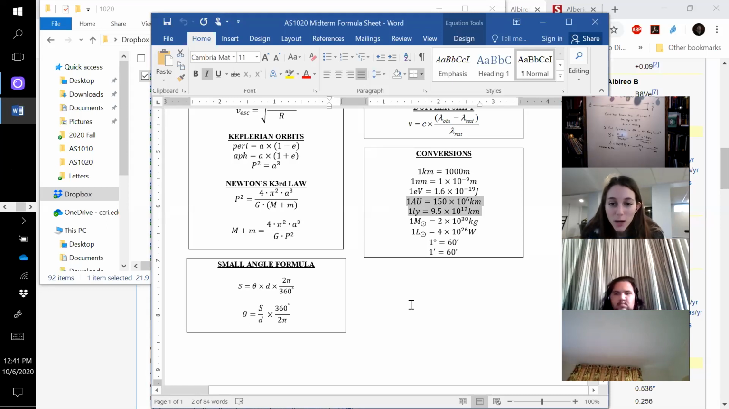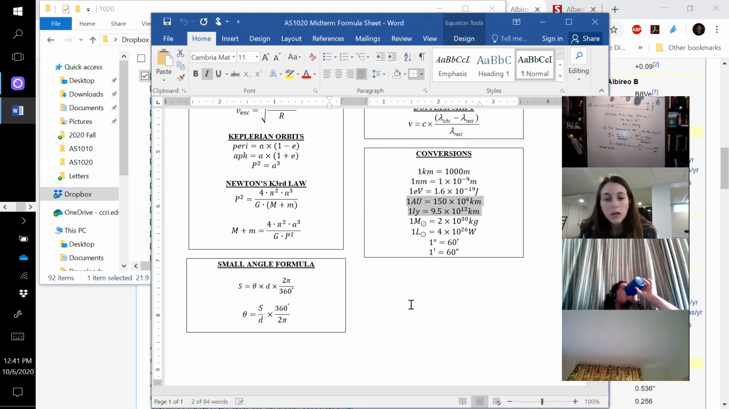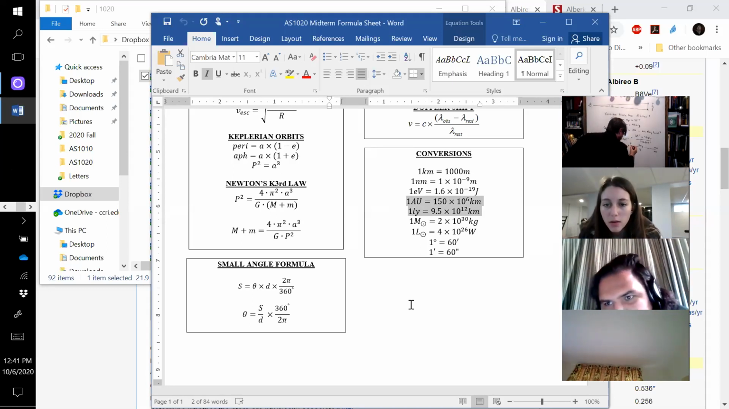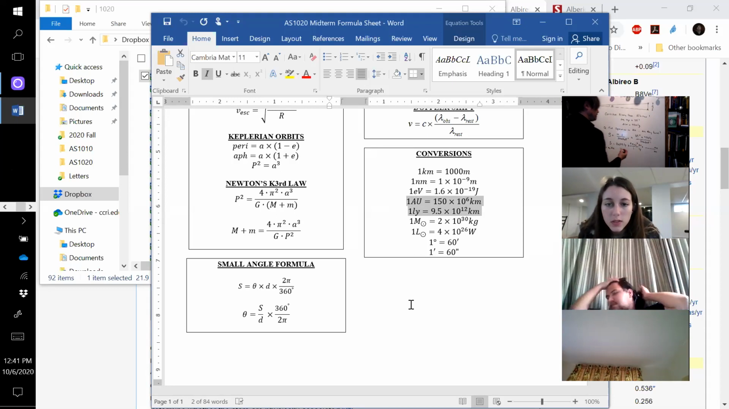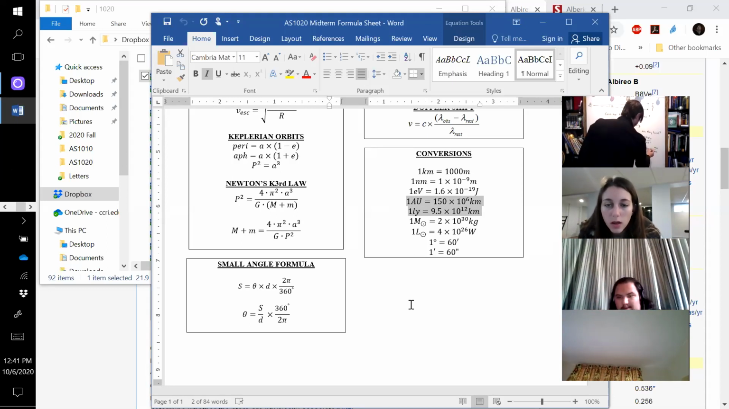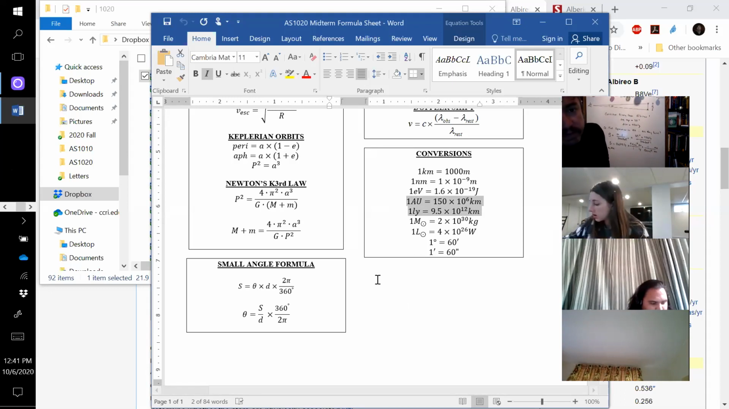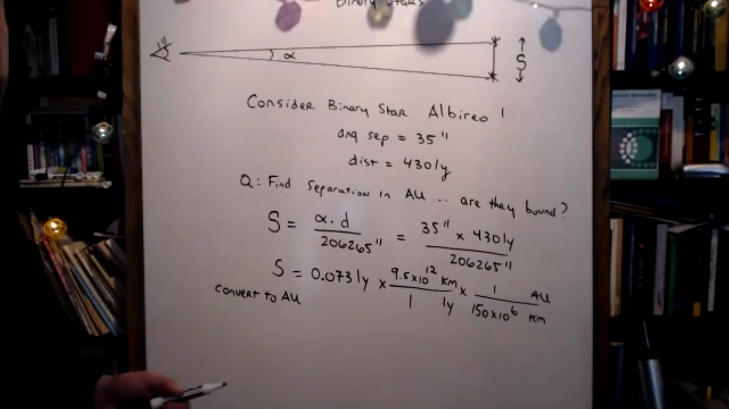Thank you, sir. So on the first one on top, you're gonna put 9.5 times 10 to the 12 km. And then on the bottom is gonna be 1. Correct. And then the next one is gonna be 1 on top. And then 150 times 10 to the 6 km on bottom. Nice. And that's exactly how we're going to be doing things on our exam, okay? All right, so punch them up and tell me what you get.